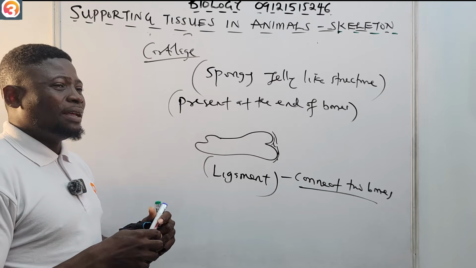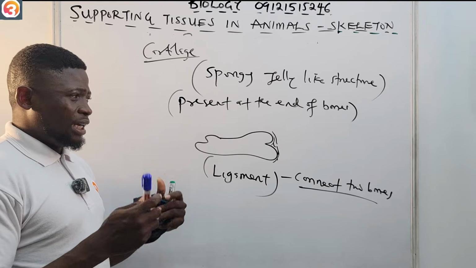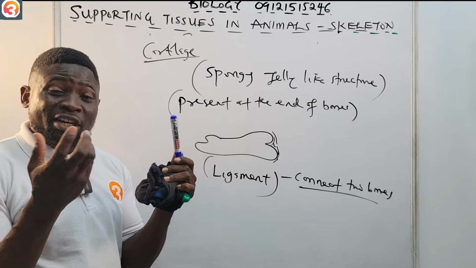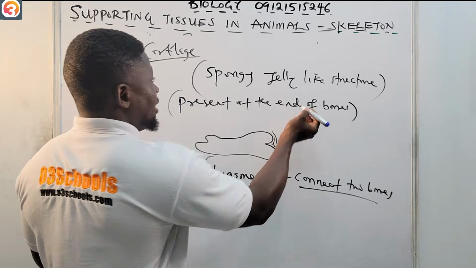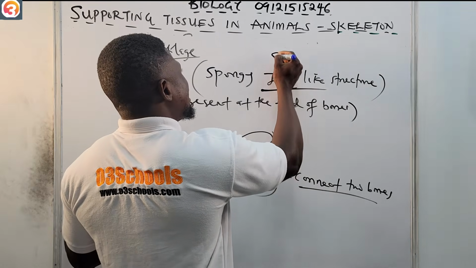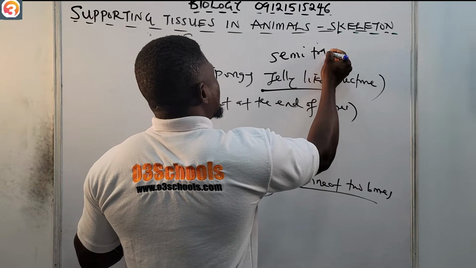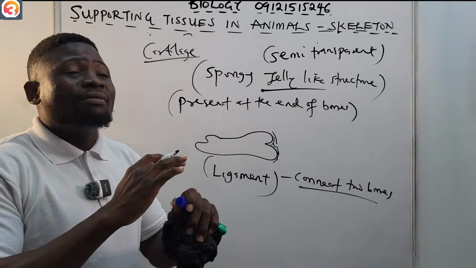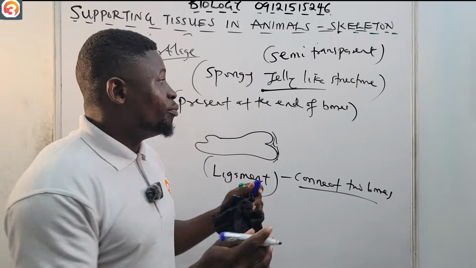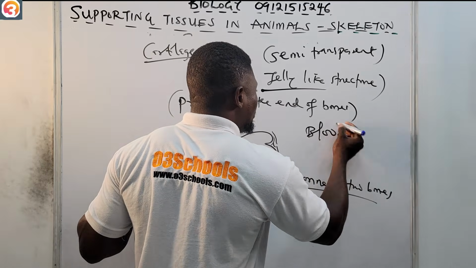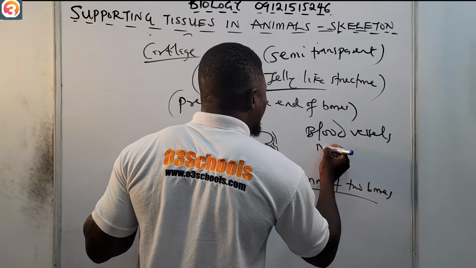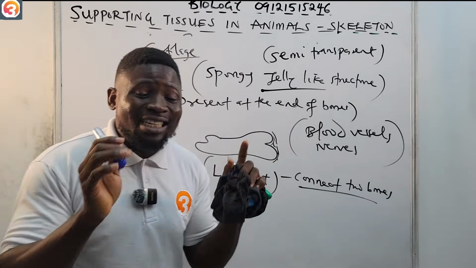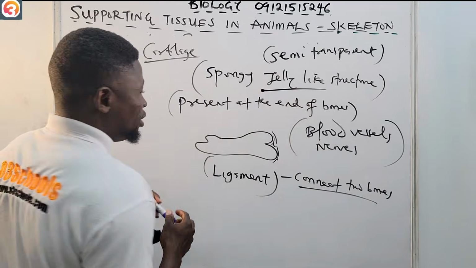They are soft. They play a very important role also in giving us our structure. And cartilages are very tough. Like I said, they are gel-like, you can say they are semi-transparent. They do not have nerves or blood vessels. They do not have blood vessels, they do not have nerves. Those are cartilages. They are semi-transparent tissues.